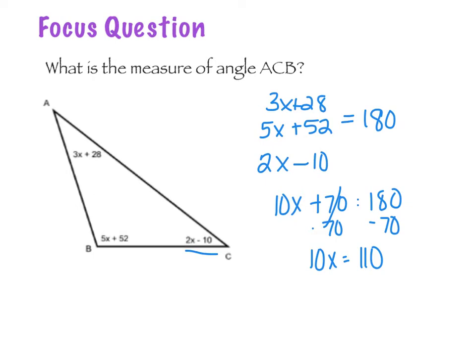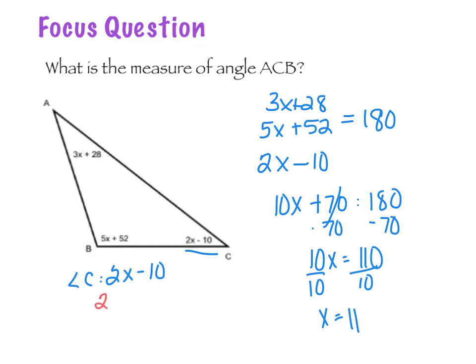Again, be sure you have all of this on your paper. I'm going to divide both sides by 10, and I get x equals 11. Always go back to your question. The question says, what is the measure of angle ACB? So I did not answer my question because all I found was x. When I look at angle C, it is equal to 2x minus 10. So now I know what x is though. I know x is 11, so I can plug that in for the variable.